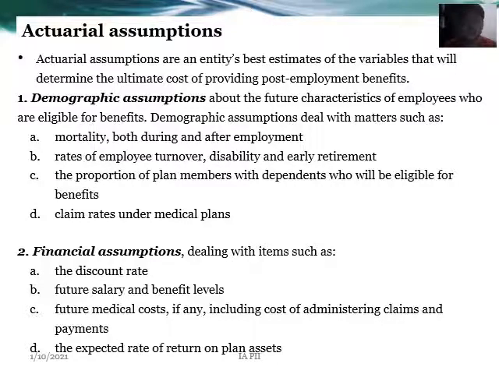Letter C, the proportion of plan members with dependents who will be eligible for the benefits. Ilan ba yung ratio ng plan members with dependents? Sino yung mga may dependents? Letter D, claim rates under the medical plan. So, yung ratio ng nag-claim talaga sa medical plan. Number 2, financial assumption. Ito naman yung mga financial matters na kino-consider sa actuarial assumption.